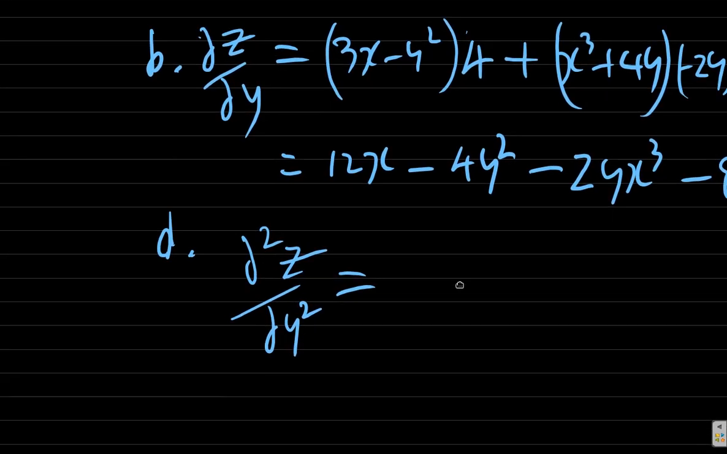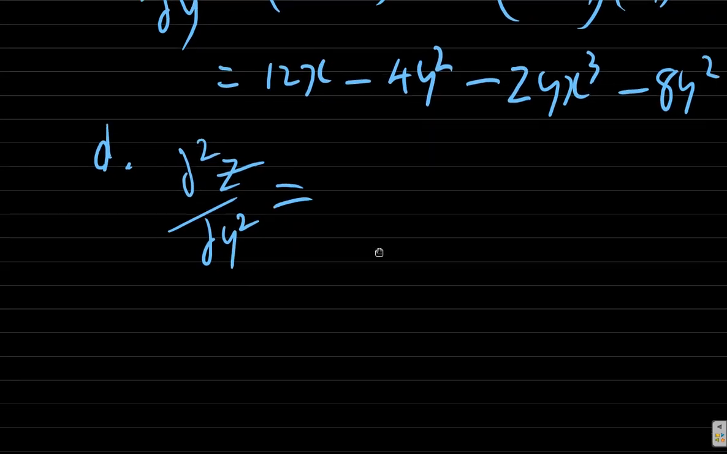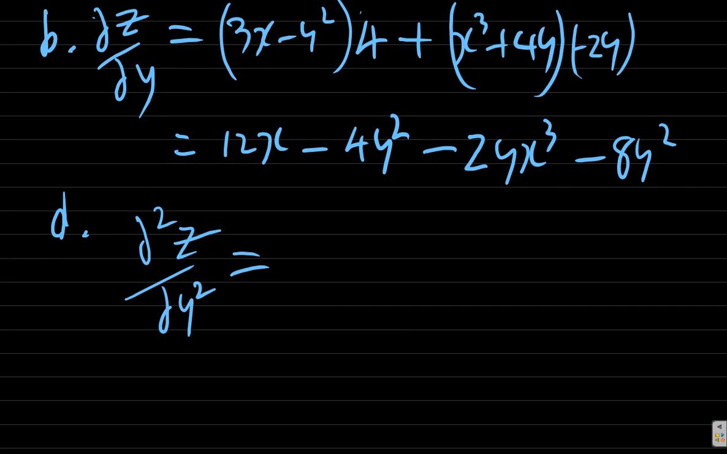So now you want delta square z by delta y squared. What happened? This amounts to 0, that's gone. This is negative 2 times 4 is 8y. Remember your power rule, right? And this with respect to y, this is minus 2x cubed, because the x, we're treating it as if it's just a number.